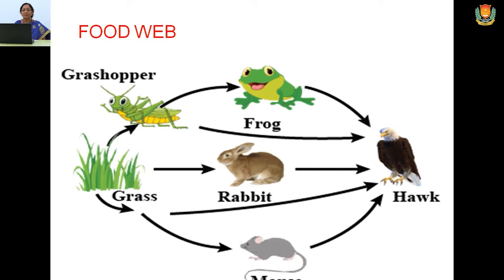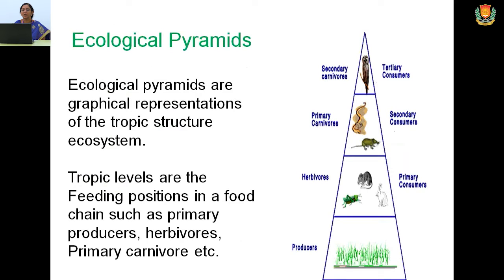The first one is pyramid of numbers. So here pyramid of numbers represents the number of organisms at each stage of a food chain. So this is an upright pyramid for terrestrial ecosystem. So you can see that the number of producers is more when compared to the number of consumers which are at the top.